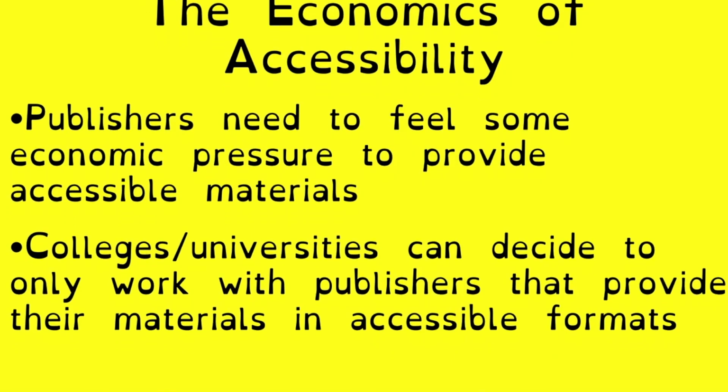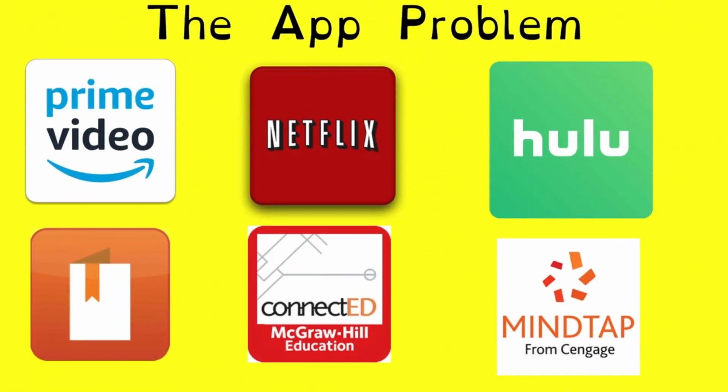The other issue is that what you're seeing is more and more publishers are looking into, I think, particularly Pearson, for example, and VitalSource, which is the one here on the far left below Prime Video. That type of system locks the student into using that particular app to access content, and the student with the print disability therefore might need to learn multiple apps.